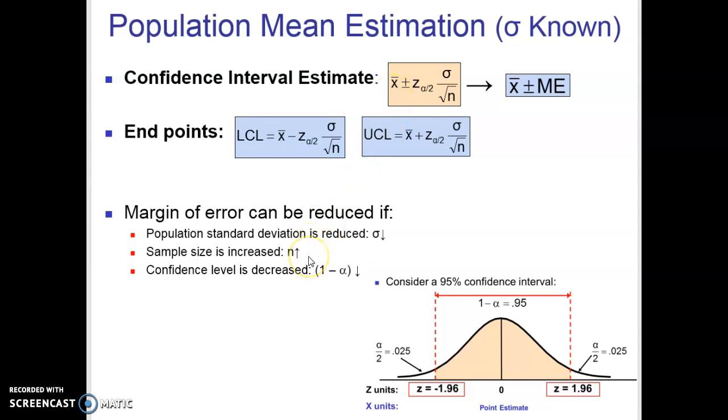And think about it on an extreme basis. If n goes all the way up to the population, then effectively you've eliminated your margin of error. The third way is the confidence level is decreased. If we lower our confidence level, we're going to see this in our z-table, then we'll actually be able to lower our z-score and effectively lower our margin of error.